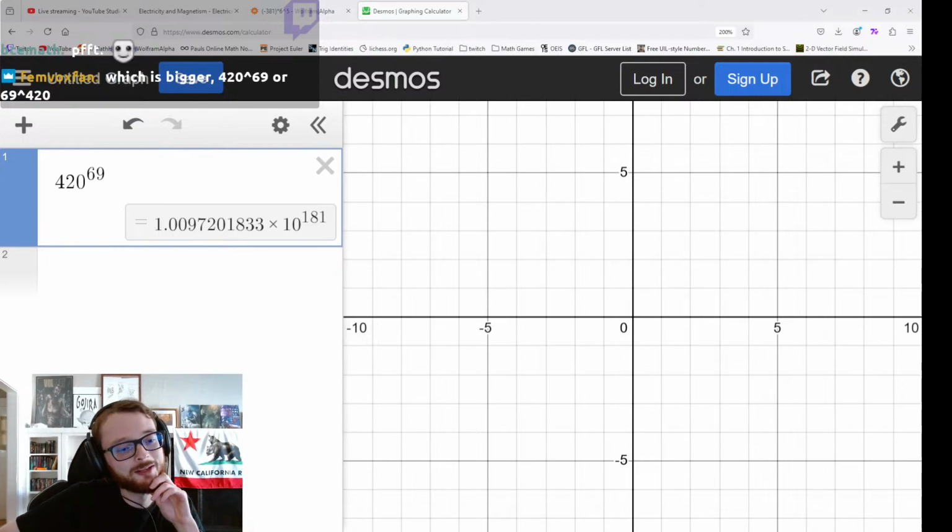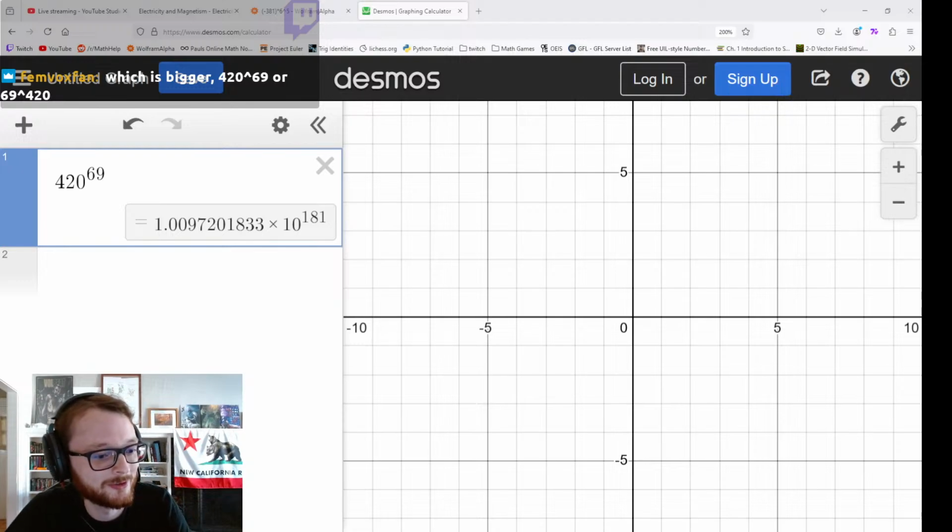Oh, there's a technique for those questions, Firefox. I forget the trick. It's either the bigger base wins or the bigger exponent wins. I think the bigger base wins. So 420 to the 69. I forget. I know there's a rule for it.